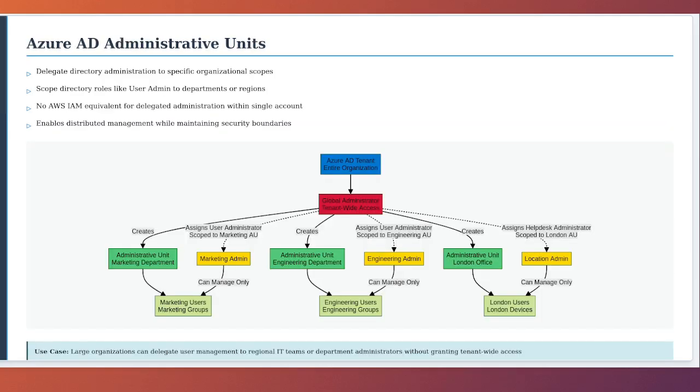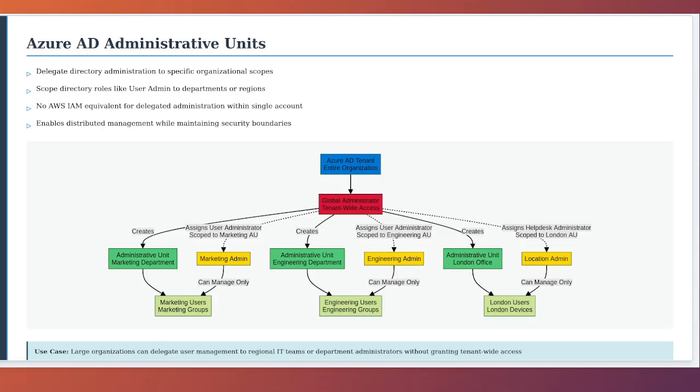Azure AD Administrative Units. Azure AD Administrative Units provide a way to delegate administrative permissions to a subset of users within your Azure AD tenant. This is a capability that doesn't have a direct equivalent in AWS IAM, as AWS IAM doesn't support delegated administration within a single account in the same way.